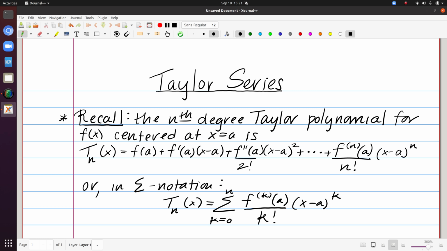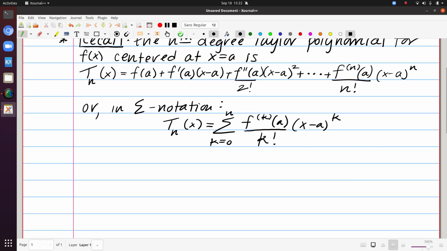So we see how it depends on knowing the derivatives of f evaluated at a, at least up through the nth derivative. We can also express that in sigma notation as the sum from k equals 0 to n of the kth derivative of f evaluated at a divided by k factorial times x minus a to the k. So just as a refresher, let's consider an example in which we find a Taylor polynomial.